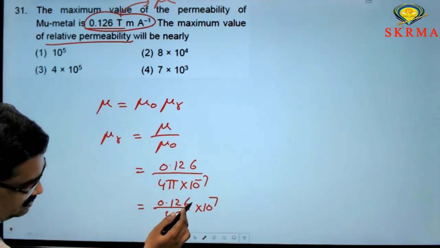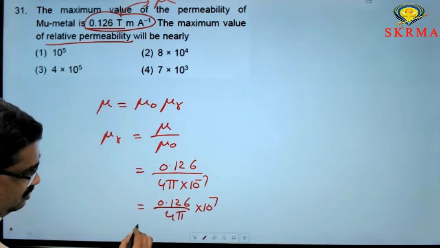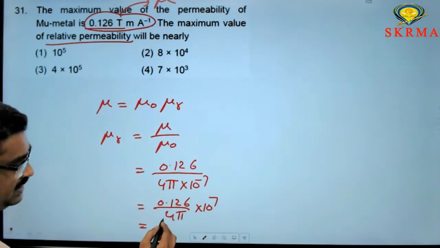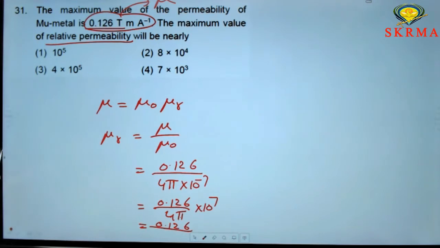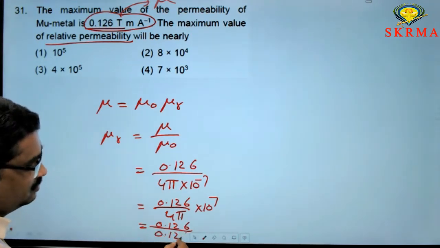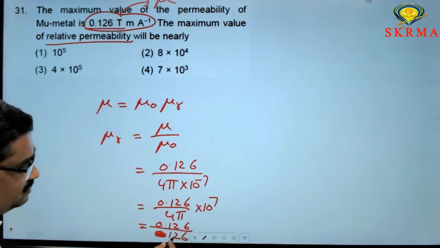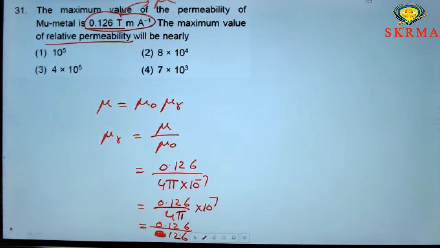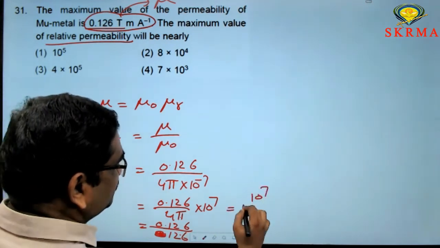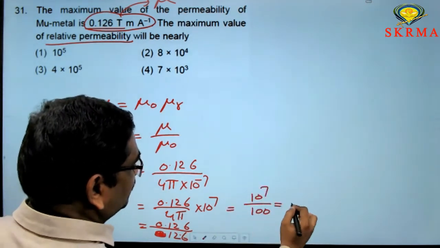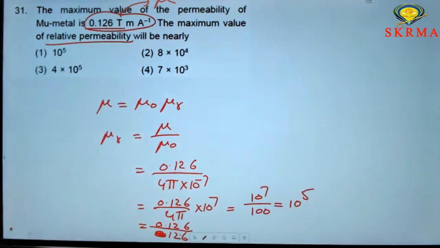So this one is 0.126 by 4 pi. 4 pi is nothing but 4 into 3.14, nearly 12 only. 12.6, 12 something. So this one is equal to 10 power 7 by 100 times, that is equal to 10 power 5. First option is correct.